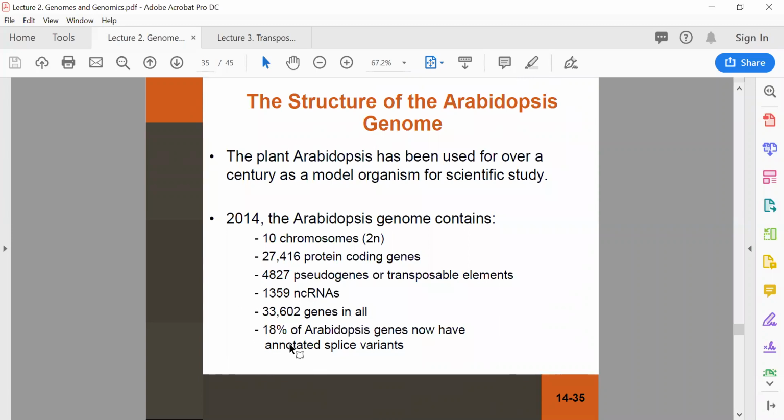And it was also found that about 18% of Arabidopsis genes are known to have different, what they call splice variants. That is, those genes can be expressed in different ways. That is, different lengths of transcripts and so on.